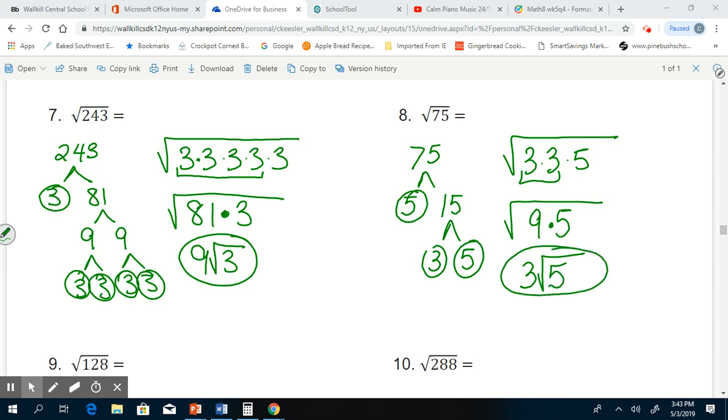Okay, so when you're doing the next couple problems, make sure you're making your factor tree. It might be helpful to refer to the list of perfect squares that is in the notes on the previous page.